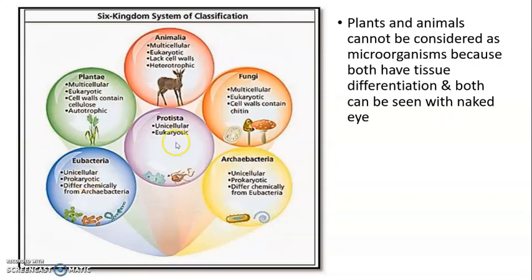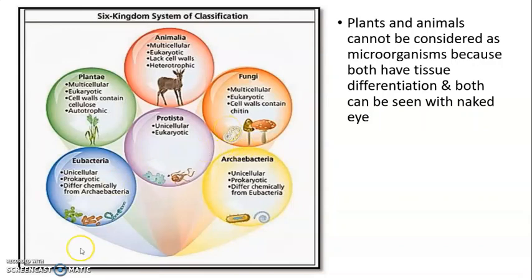Except for these 4, animal and plant are not considered as microorganisms because they have tissue differentiation, which leads to formation of organs, and then those organs will form higher organisms, which microorganisms don't have. Given that plant and animal are typically large in size, those can be seen by naked eye. However, microorganisms are microscopic, technically really tiny. We need the aid of a microscope to see them.